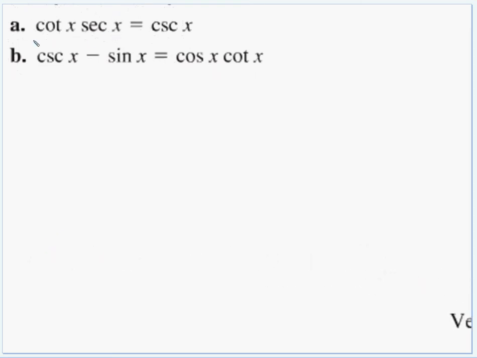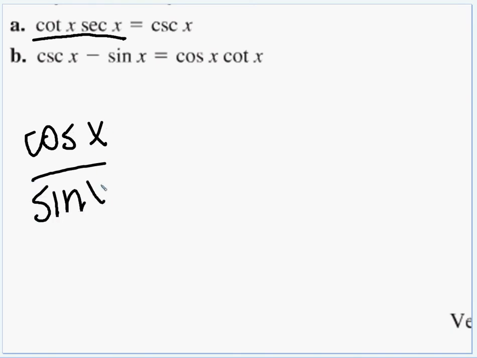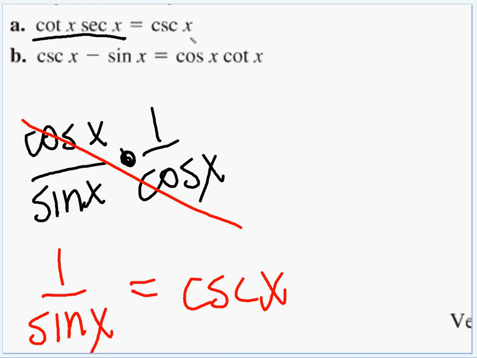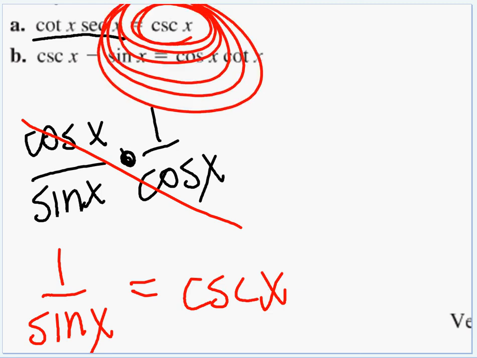So this left side, we are going to convert into sines and coses. Cotan is cos over sine times secant is 1 over cos. Okay, on the diagonal, coses cancel. We're left with now 1 over sine x, and that is equal to cosecant x, and that was our finish line. Cosecant x is when the journey ends, and we made it.